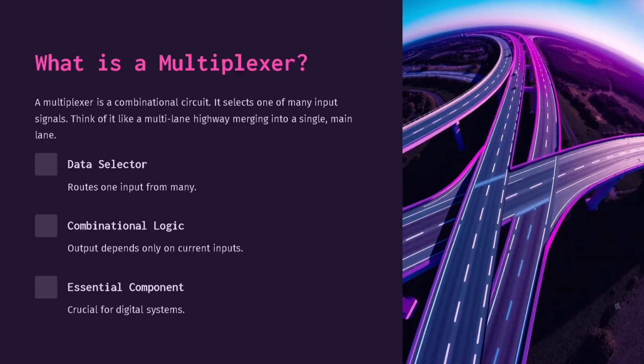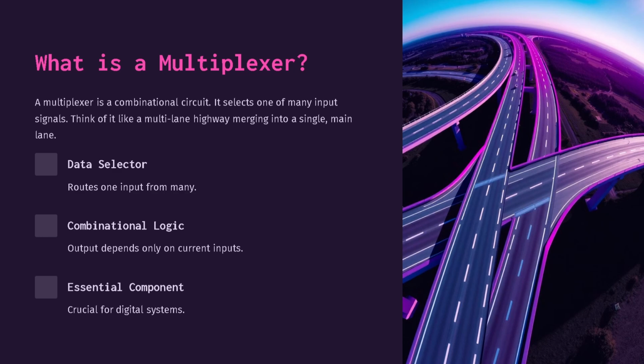What is a multiplexer? A multiplexer is a combinational circuit. It selects one of many input signals. Think of it like a multi-lane highway merging into a single main lane.